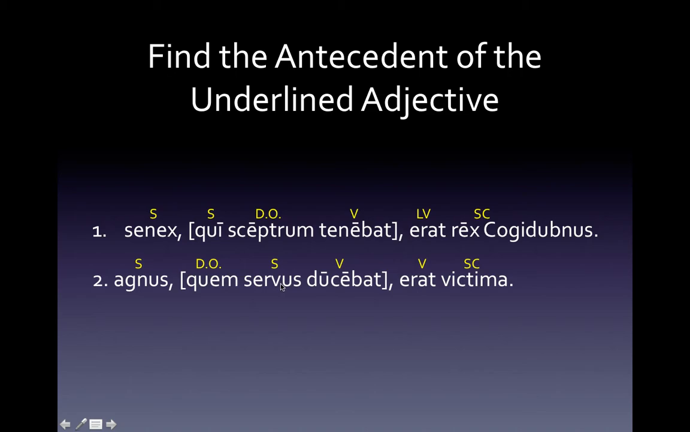That's our direct object. Servus is nominative, so it's your subject. We've got your verb. We have a linking verb. Sorry, I didn't put an L there. And victima, that's nominative, so it's our subject complement. All right, so the main clause would read, the lamb was the victim.